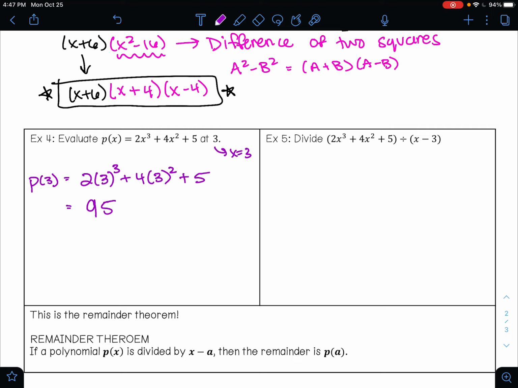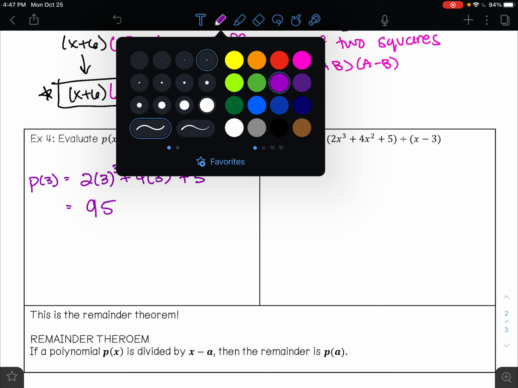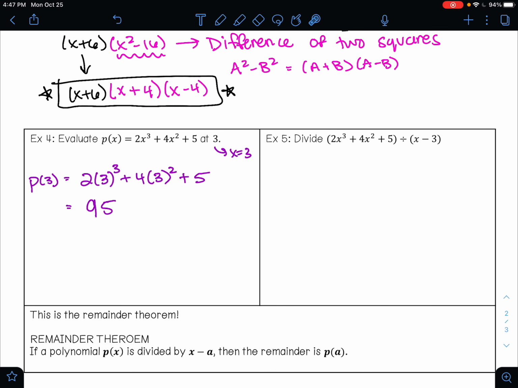For example 5, it says divide 2x cubed plus 4x squared plus 5 by x minus 3. When I look at my polynomial, it is in standard form, but it is missing an x term, so I'm going to have to add in a 0 as a placeholder for that x. And so my coefficients will be 2, 4, 0, and 5. In my left-hand box, I'll have a positive 3, and I'm going to bring down that first coefficient of 2.